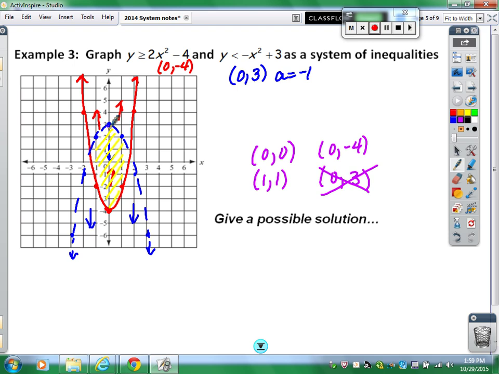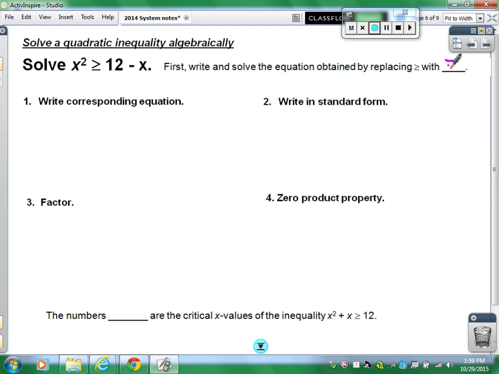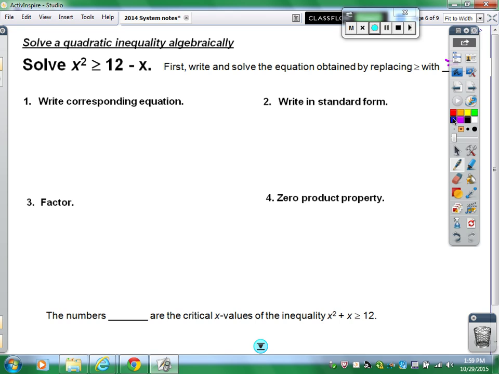All right, your final topic for today is going to be how to solve a quadratic inequality algebraically. It's all about learning this process, and I'm stepping you through it here. The first thing you want to do is find what we call critical values. So you're going to solve this as if it was an equation. We're going to make this equal to. We're going to come back and look at that inequality in a moment. But to find the critical values, we need to make it equal to.